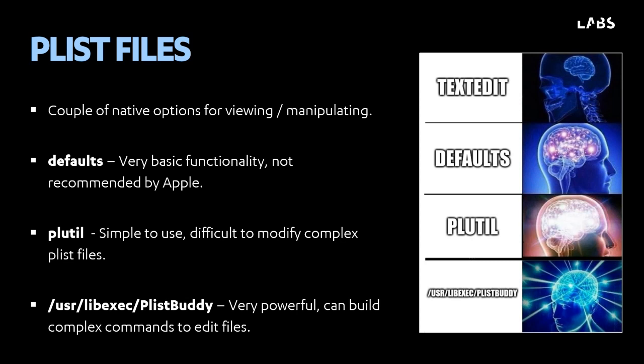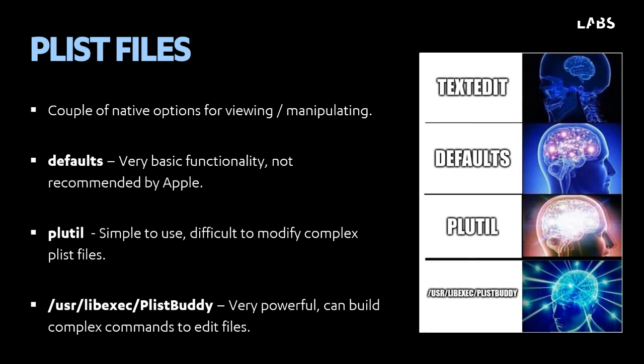Writing to complex plist files gets a little bit more difficult. There's a tool called plutil, which is very simple to use, especially when you're reading. You give the -p flag, point it to your plist, and it puts it out in a nice format for you, whether it's binary or not. And again, writing is possible. It's easier than defaults, but when you're trying to do really complex stuff, like working with arrays and dictionaries, this can get quite difficult. And then lastly is a tool called PlistBuddy.